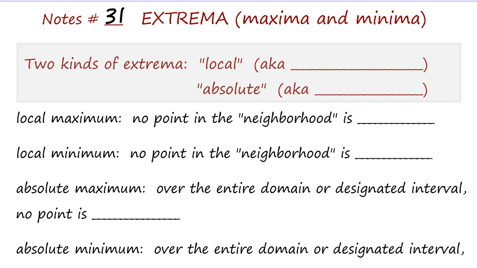That would be plural for extremum, and extremum would be a maximum or a minimum. Plural would be maxima and minima. But if you mess up and you say maximums and minimums and extremums, it's okay.